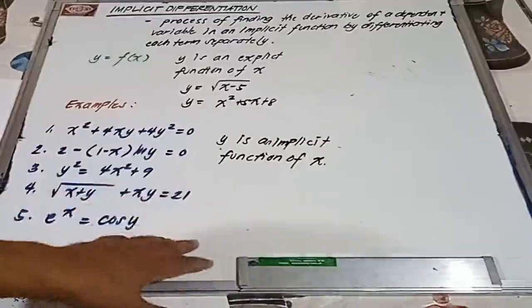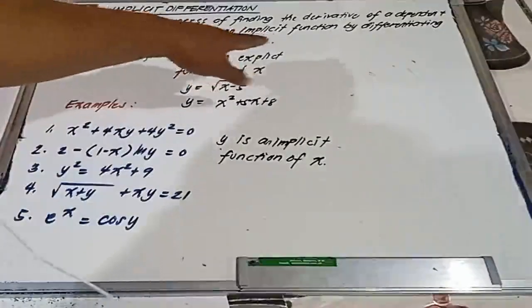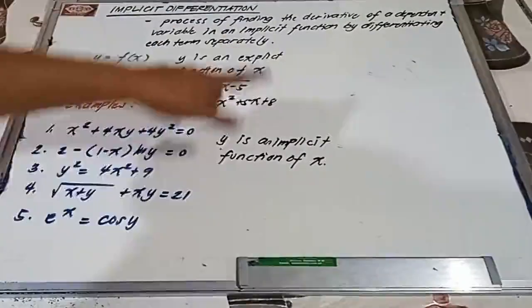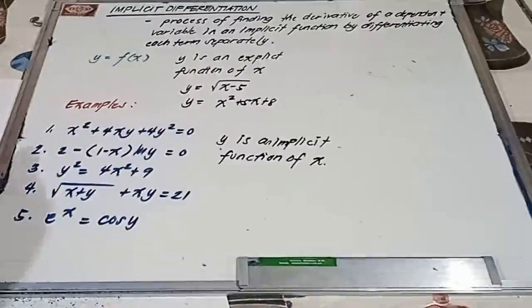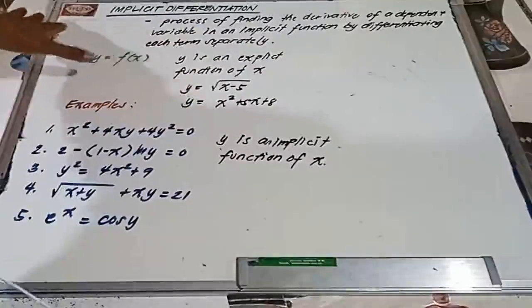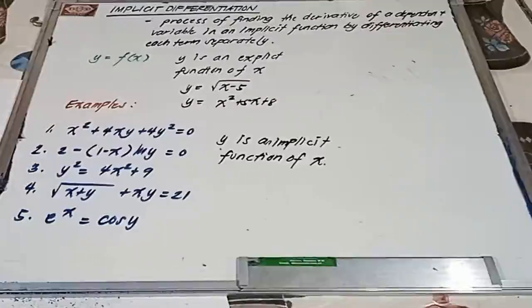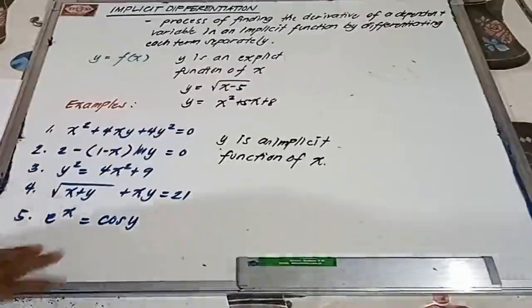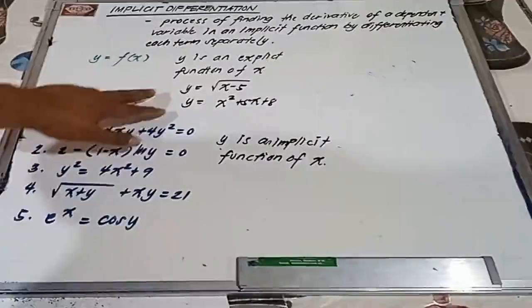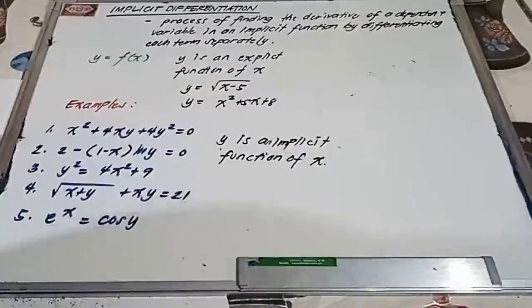And the process of finding the derivative of a dependent variable in an implicit function by differentiating each term separately is what we call implicit differentiation. So, ibig sabihin, hindi na natin kailangang isulat pa in explicit form yung ating function so that we can determine the derivative of the function f of x. Not anymore. Hindi na kailangan pa. We can apply implicit differentiation.